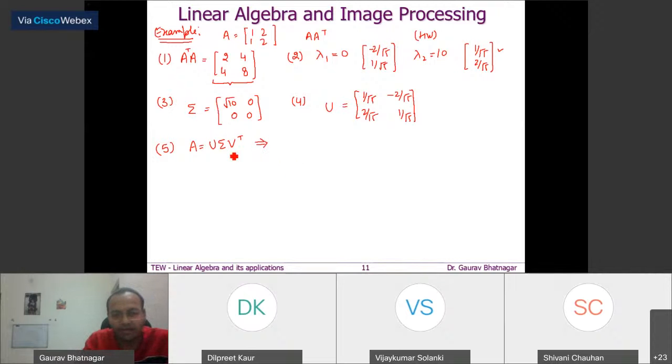So what will happen over here in the vector representation? A can be written as... can anyone tell me?